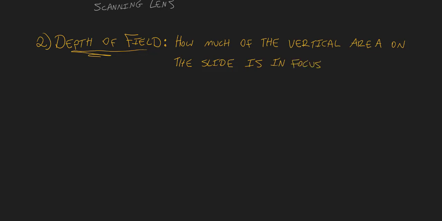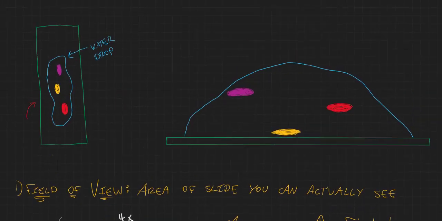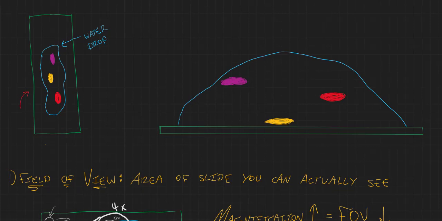Now here's what's interesting about your depth of field. Just like field of view, as your magnification increases, your depth of field is going to decrease. Same relationship as field of view. So let's scan back up to our original diagram of our slides here.